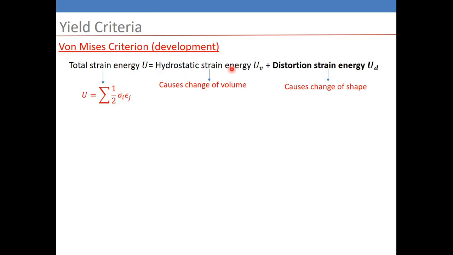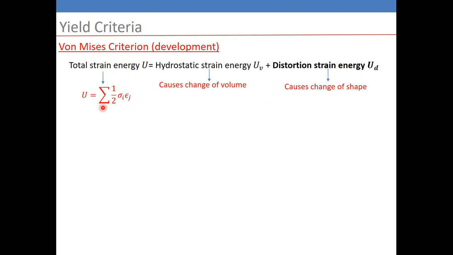So hydrostatic strain energy and distortion strain energy, what are these two? With the total strain energy that we already defined, we can see that it contains two parts. One part is responsible for the change of volume or the change of size, called hydrostatic strain, so we don't have any change of shape. And one is responsible for the change of shape, so the distortion. When we say distortion, it means change of shape.